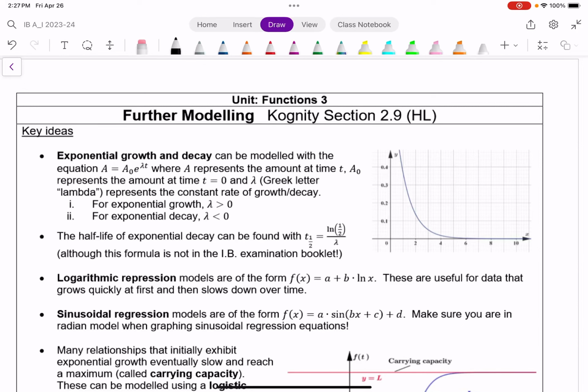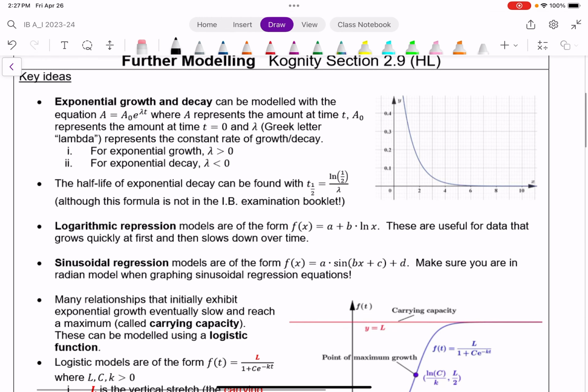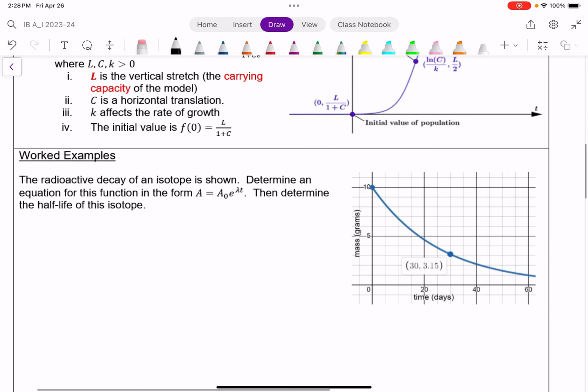We're continuing to look at some more functions, specifically exponential and logarithmic functions. And while I talk about sinusoidal functions in the notes here, I'm not going to go through any examples of those, as well as something new, these logistic functions. So a variety of new things.